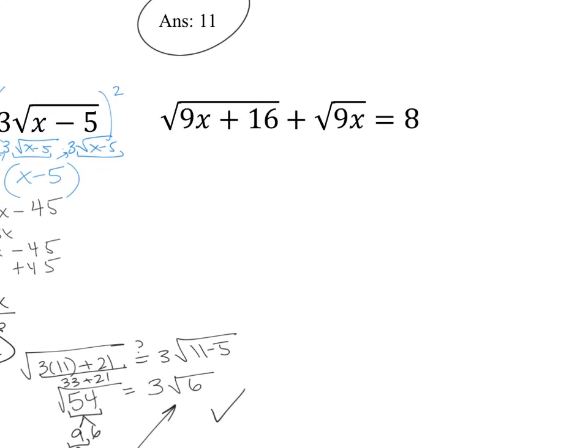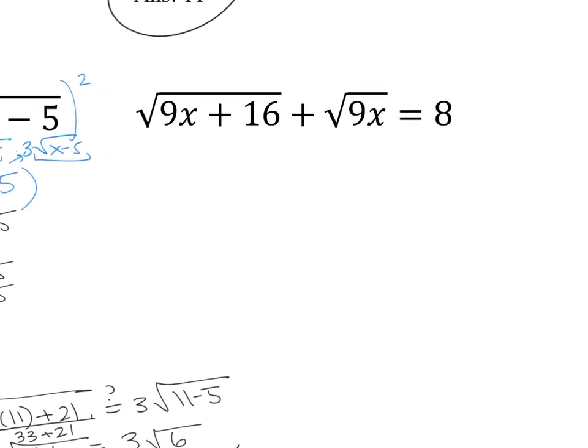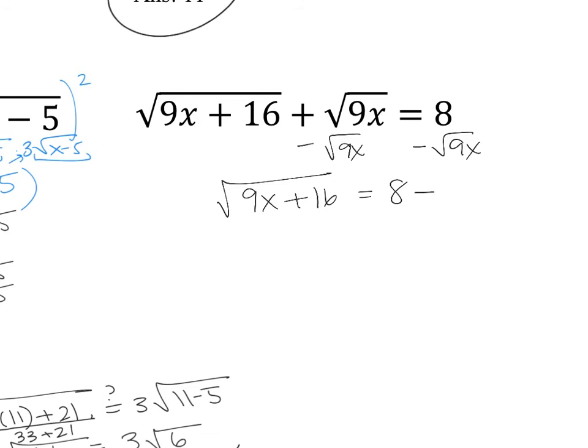All right, we got one more. Now this one looks a little bit different. It still has two radicals like the last one. But if I try and move one of these guys over, move the square root of 9x over, we have the square roots on both sides like the last problem, but this time we have 8 minus radical 9x. And so when we square both sides, we're going to eliminate the radical on the left, but the right side actually looks a little crazy.